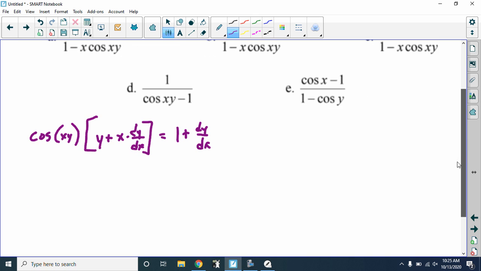Now we're going to need to get all the dy/dx's on the same side and everything else on the other side. In order to do that, you're going to have to distribute this cosine xy. So I've got cosine xy times y, times cosine xy. We cannot multiply those y's together. This one's inside the cosine, that's not. Plus x times cosine xy times dy/dx.